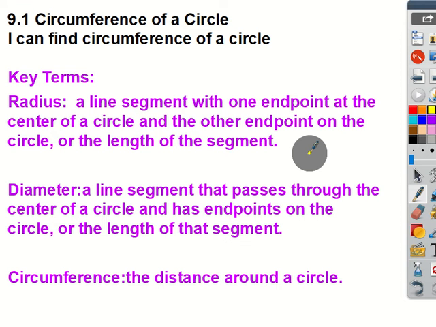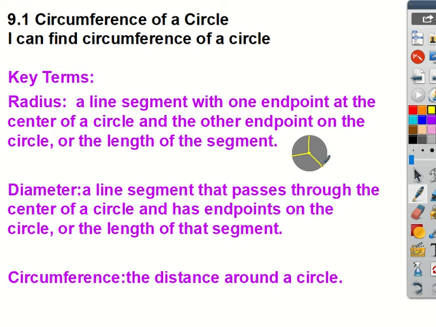So a radius is a line segment with one endpoint at the center of the circle and the other endpoint on the circle. Just know your radius can be anywhere on the circle as long as it touches the center and the edge of the circle. Sorry, my pen's not really calibrated. There we go, okay? Or the length of the segment.